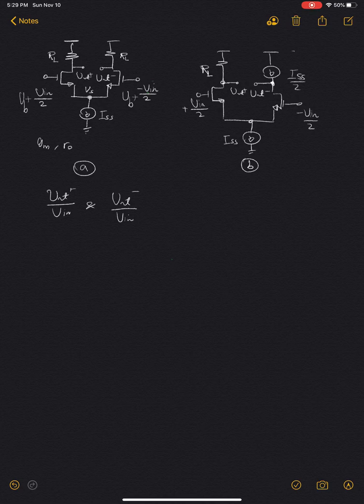I think most of you are familiar with the circuit shown on the left side. So the main purpose of adding the circuit on the left side was just to give us a contrast between these two circuits.